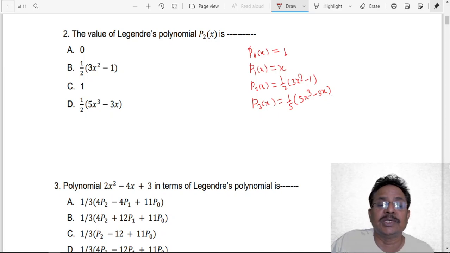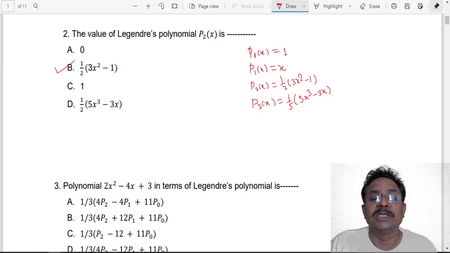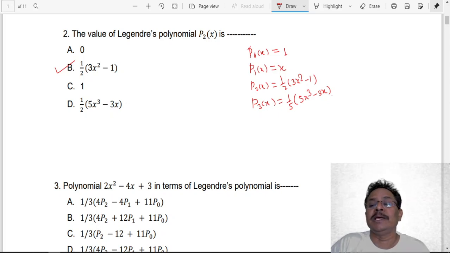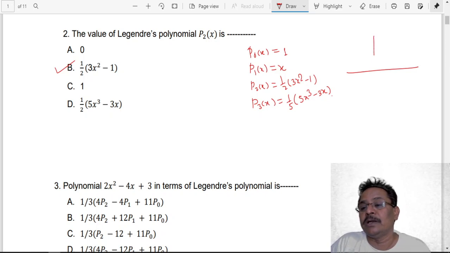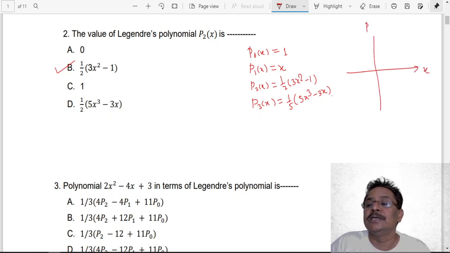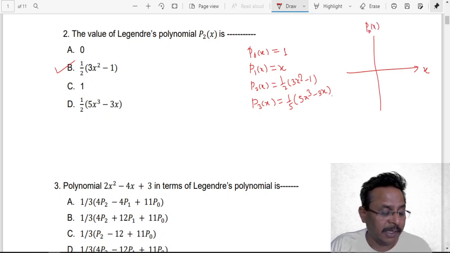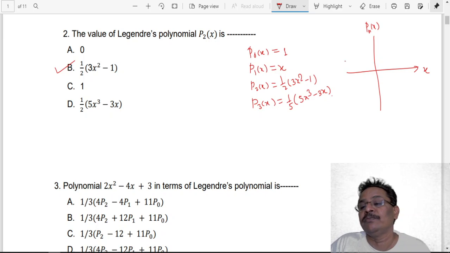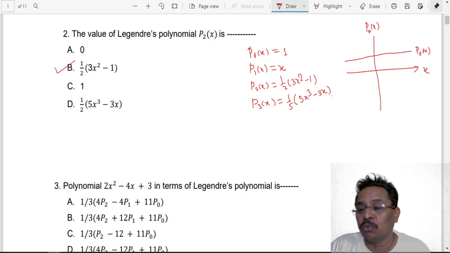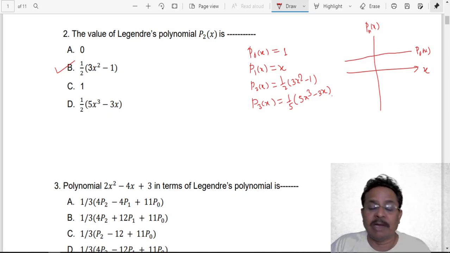So this shows that for this first question, the correct answer is B, that is 1 by 2 times 3x square minus 1. And the graphs, if you remember, we have plotted this graph earlier in our lecture discussion. This is the value of x and this is Pn of x. So P0x, P1x, P2x, etc. if it is drawn. So this is a straight line and this is P0x, which has the value P0x equal to 1 for all values of x, positive and negative.